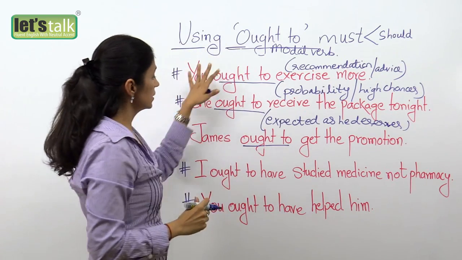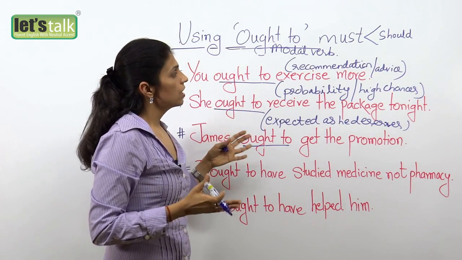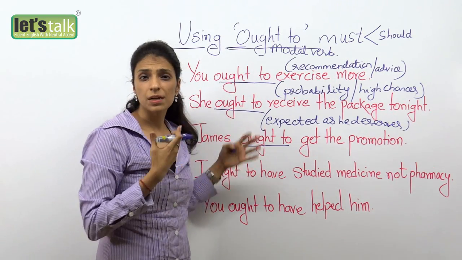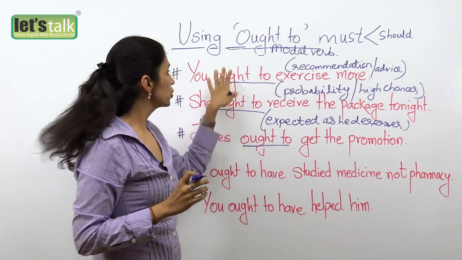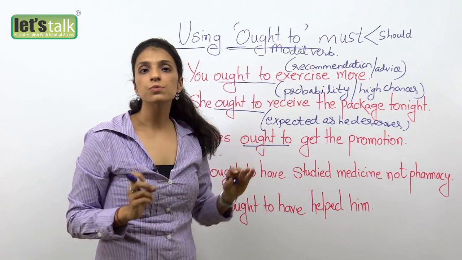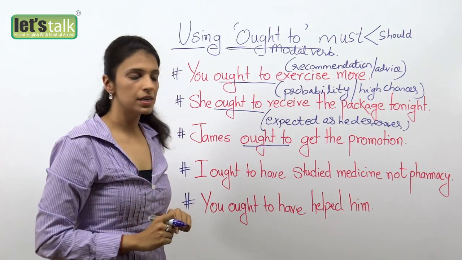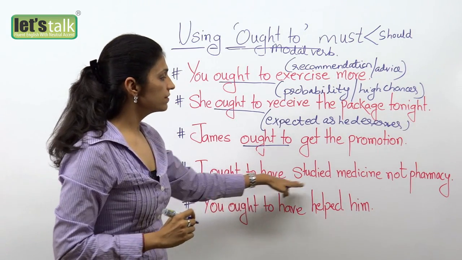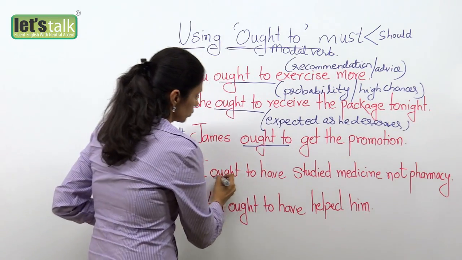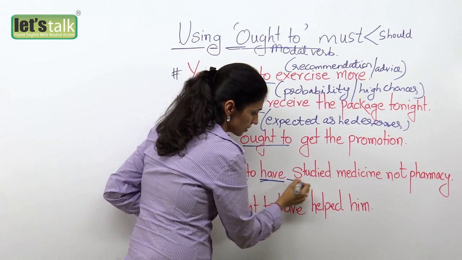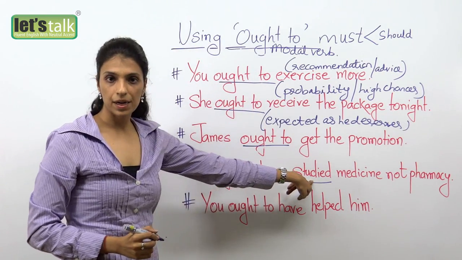Okay. Now these three sentences we've used in the present or something that could refer to the future. But how do we use ought to in the past? You use it with a past participle verb like this. I ought to have studied medicine, not pharmacy. Now it's ought to have and studied, the verb in the past participle form.